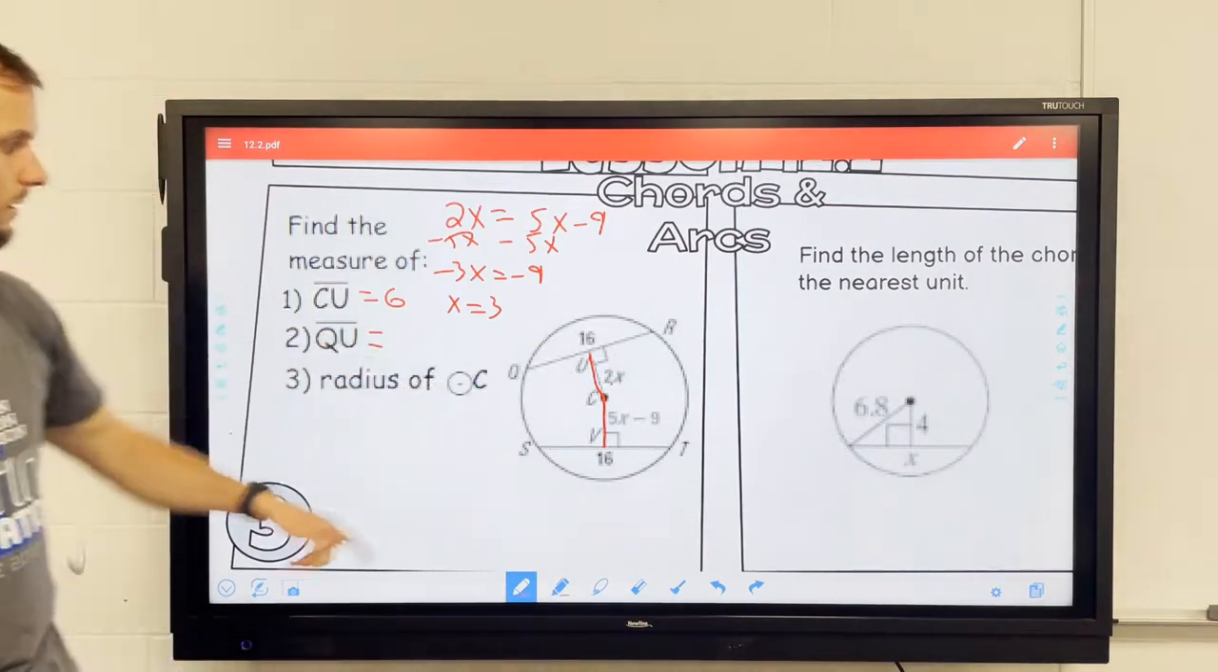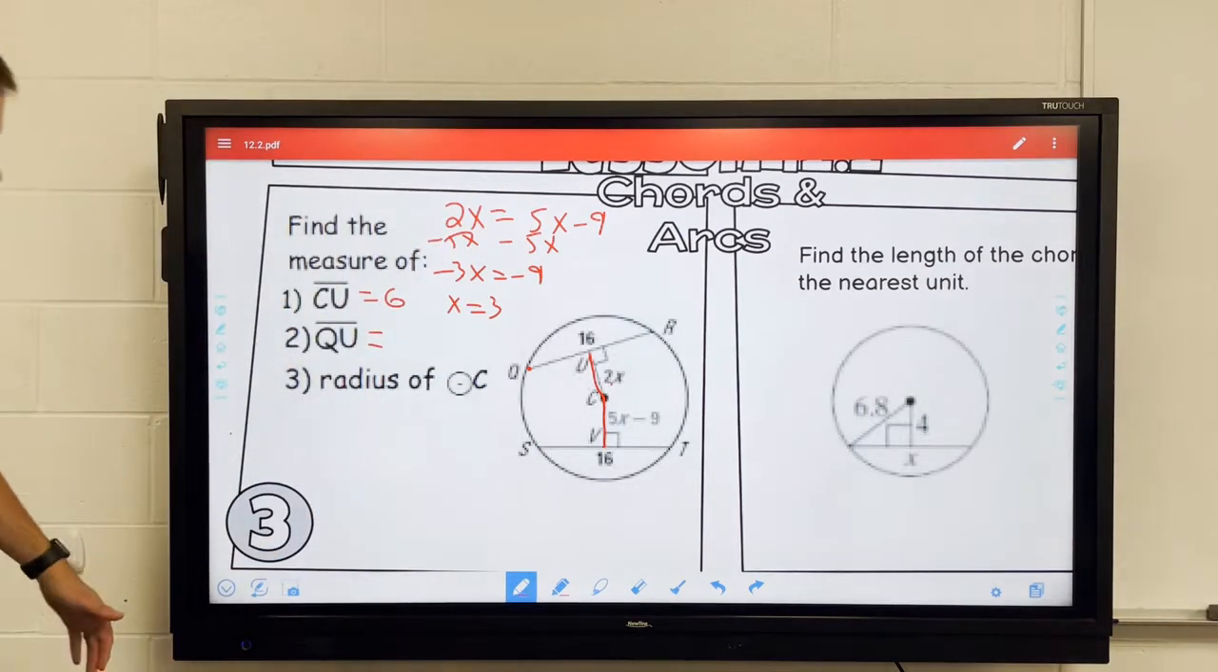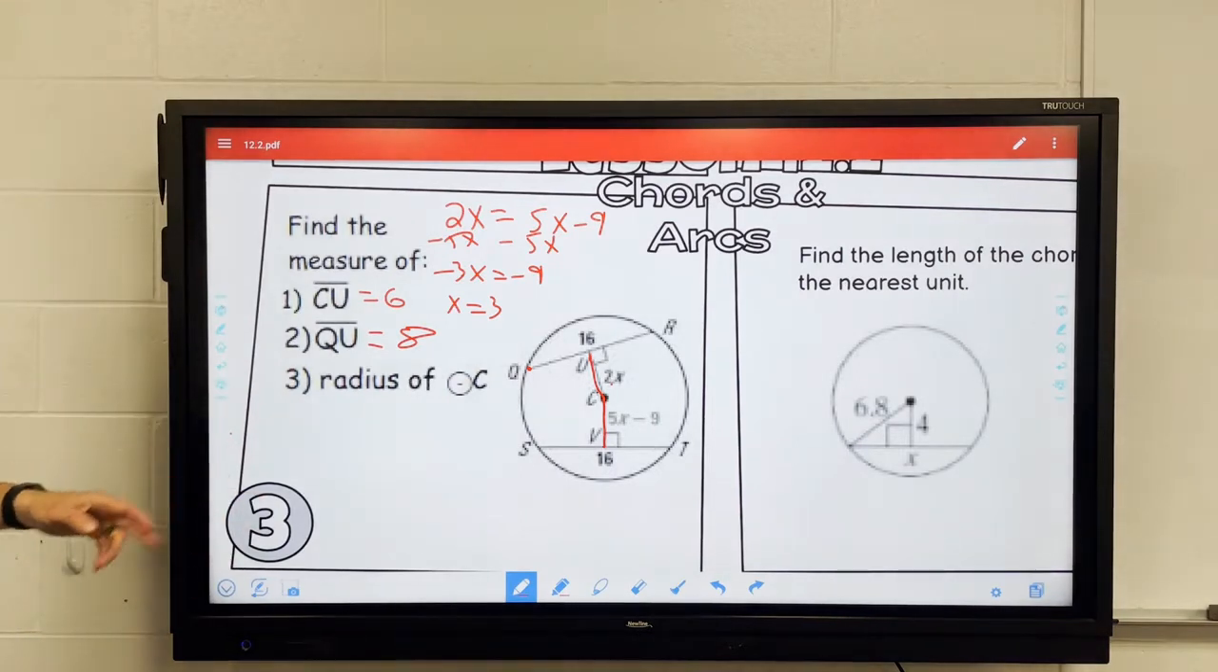What do y'all notice? After 16, half of it is 8. There we go. That was easy. Correct. And now it wants me to find the radius of the circle.